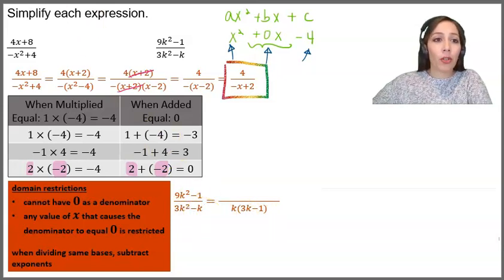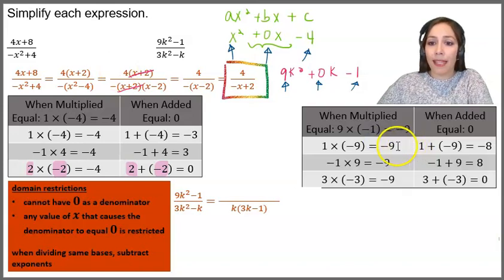Now in the numerator, let's write it up here, we have 9k squared, and then we have minus 1. We don't have the b part in the standard form, but we know that plus 0k would give us that. So on this one, all we have to do is figure out two numbers that multiply by each other to give me negative 9, but add together to give me 0.